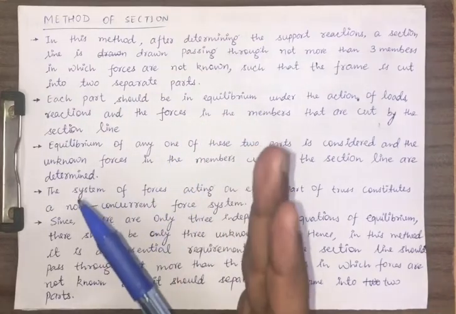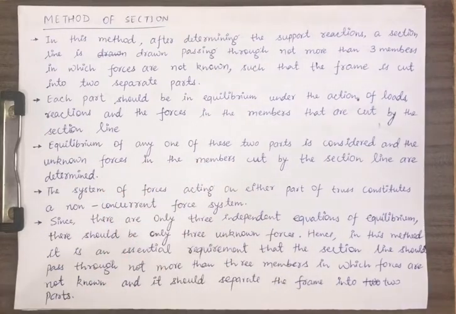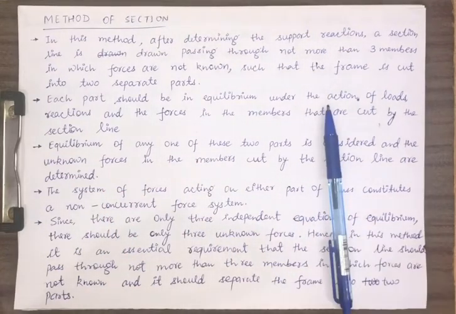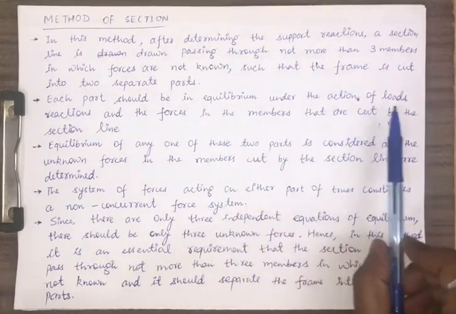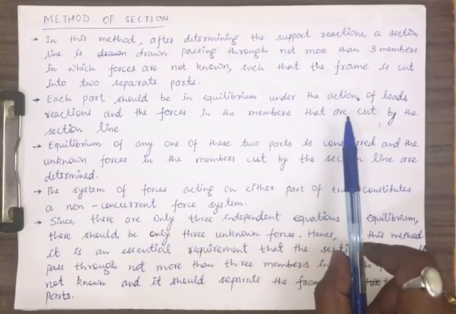What we have to keep in mind is that the section line which is dividing the frame into two parts should not cut more than 3 members in which the forces are not known. Let us say there are 4 members and in one member we know the force. Then we can cut those 4 members, because the maximum number of members with unknown forces should be 3. Each part should be in equilibrium under the action of loads, reactions and the forces in the members that are cut by the section line.